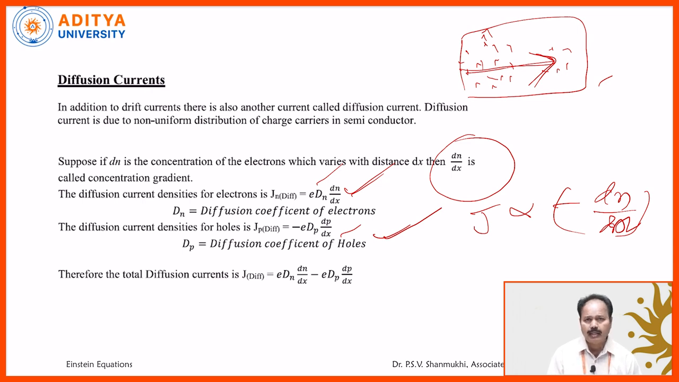In the same way, if both electrons and holes are there in a semiconductor, both causing diffusion current densities, then how do we write the diffusion current density? J diffusion is equal to e dn/dx minus e dp/dx. We can write it like this as the diffusion current density.